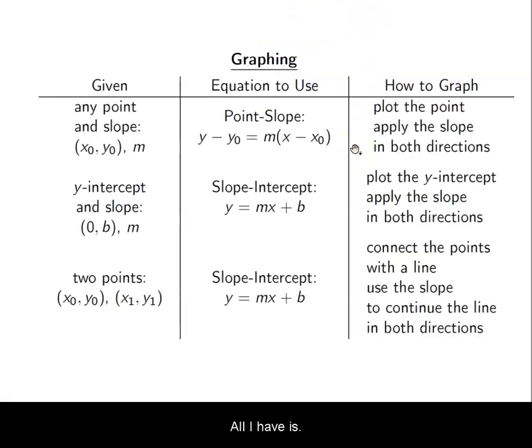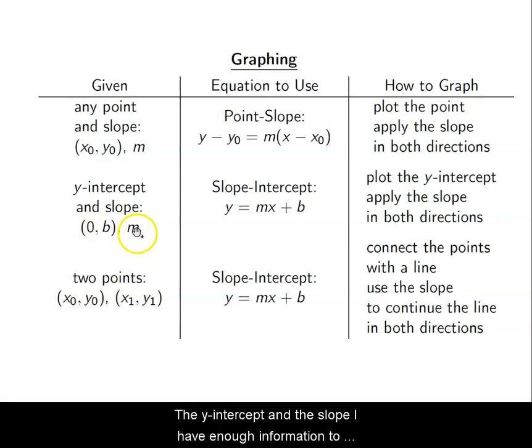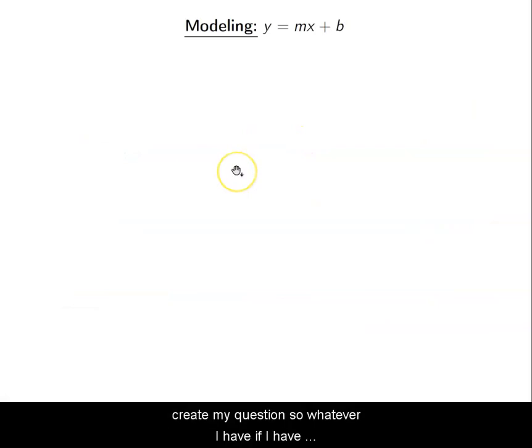If all I have is the y-intercept and the slope, I have enough information to make the equation. If all I have is some generic point and my slope, that's enough information to create my equation. So whatever I have, if I have enough information to graph, then I have enough information to create the equation for that graph. And that's true for anything. If I have enough information to graph a parabola, then I have enough information to find the equation for that parabola. And that's true for, again, any equation that we have.